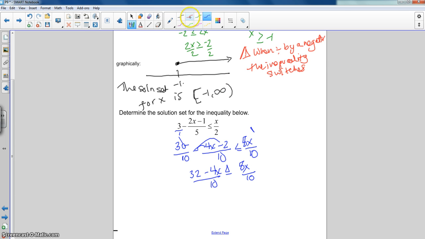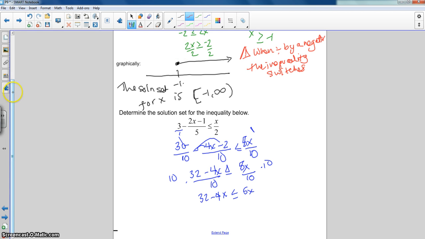Okay. And now, since I have a common denominator of 10 on each side, I could multiply both sides by 10. And when I do that, the denominators would cancel, and I'd just be left with 32 minus 4x less than or equal to 5x.